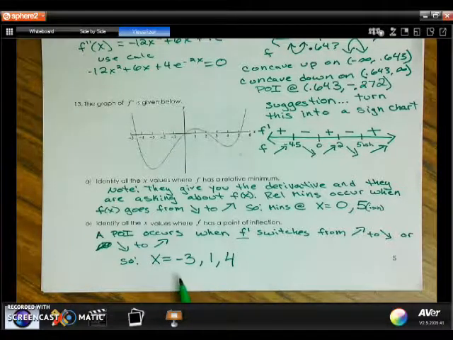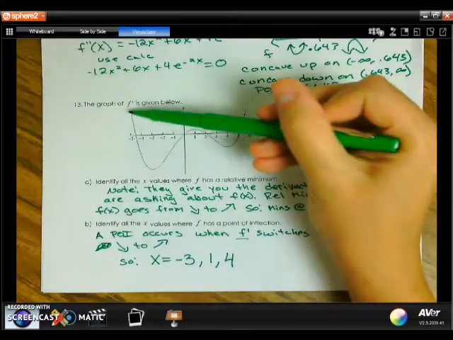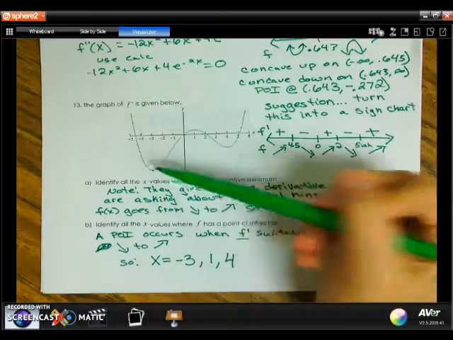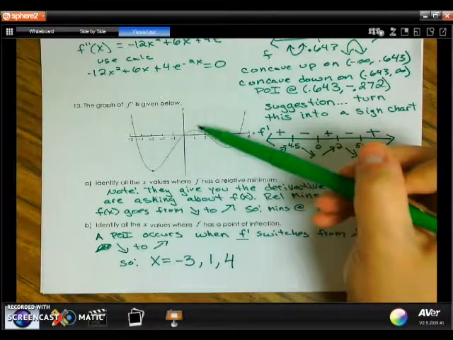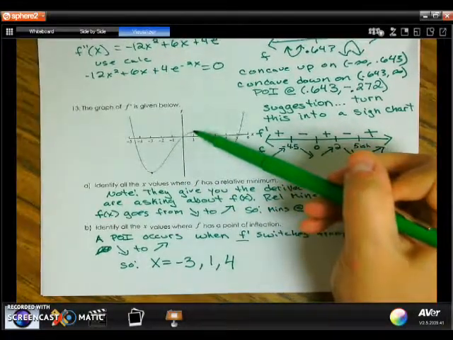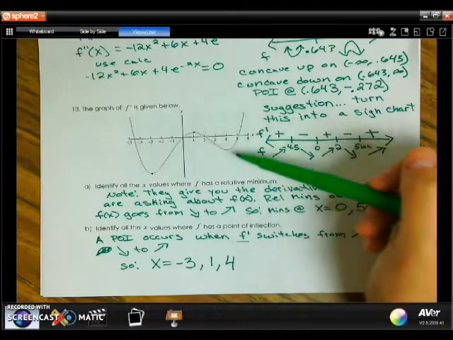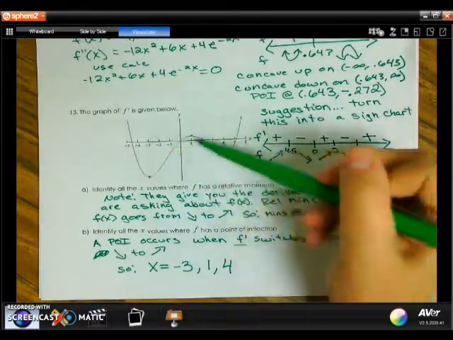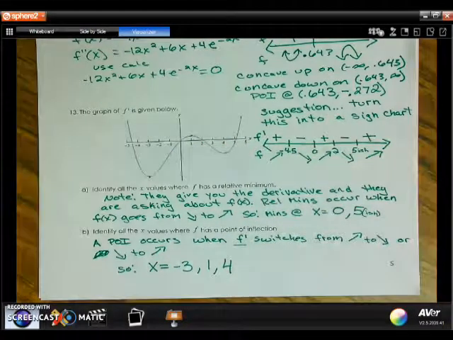So where does that happen? So you have to look back at the original graph. So this graph is decreasing here, then it starts increasing, which makes this a point of inflection. It's increasing, then decreasing, which makes that another point of inflection. And then it's decreasing to increasing, so there. Those are the values of negative 3, 1, and 4, which is where I got those from there.